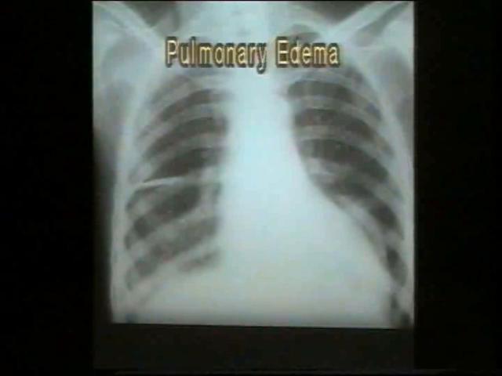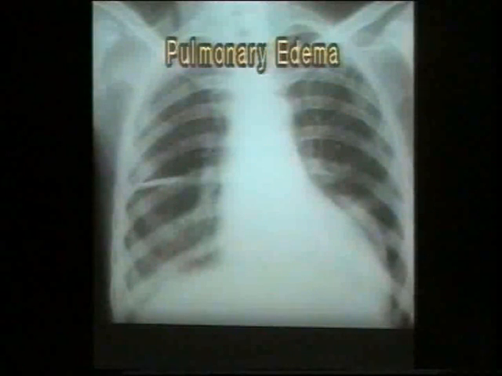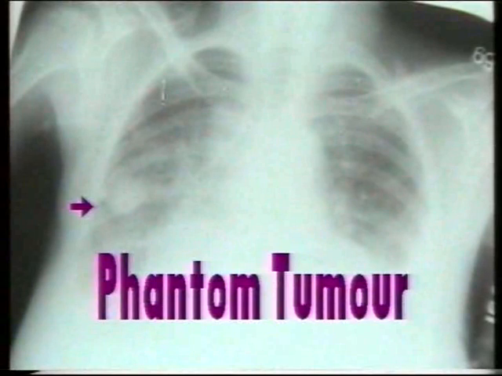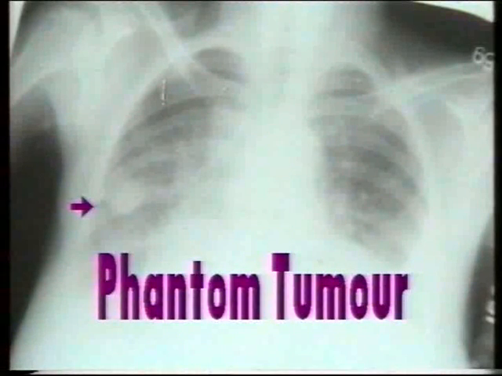Now let us come back to the second X-ray. This localized collection in the transverse fissure can easily be mistaken for a coin shadow like metastasis or peripheral bronchogenic carcinoma. But after diuretic therapy, as we saw, it vanishes within 2 to 3 days. So it is called a vanishing tumor or phantom tumor.